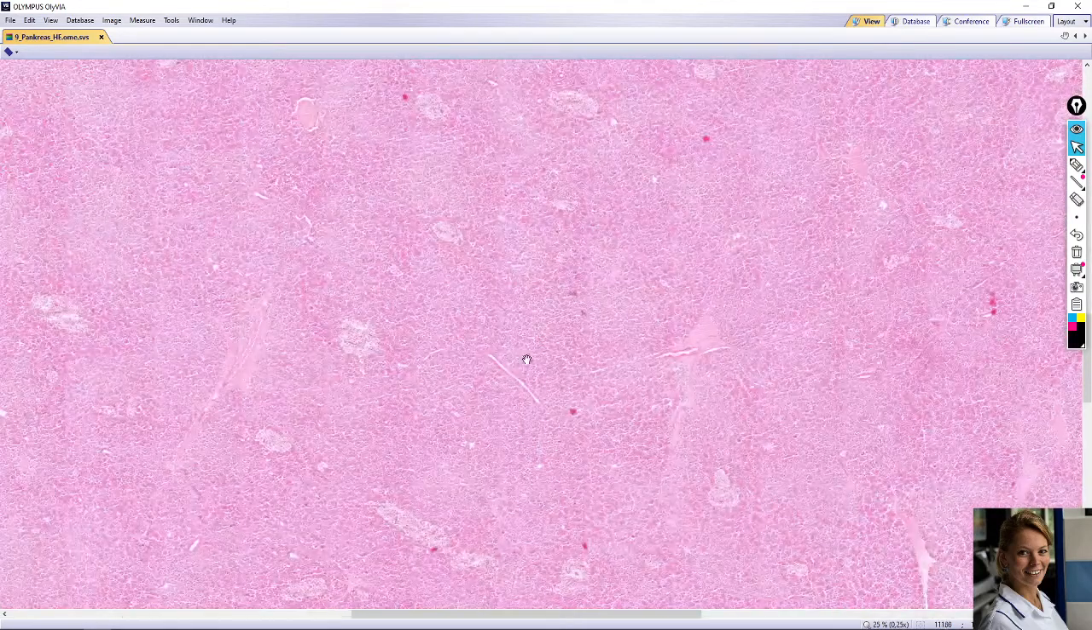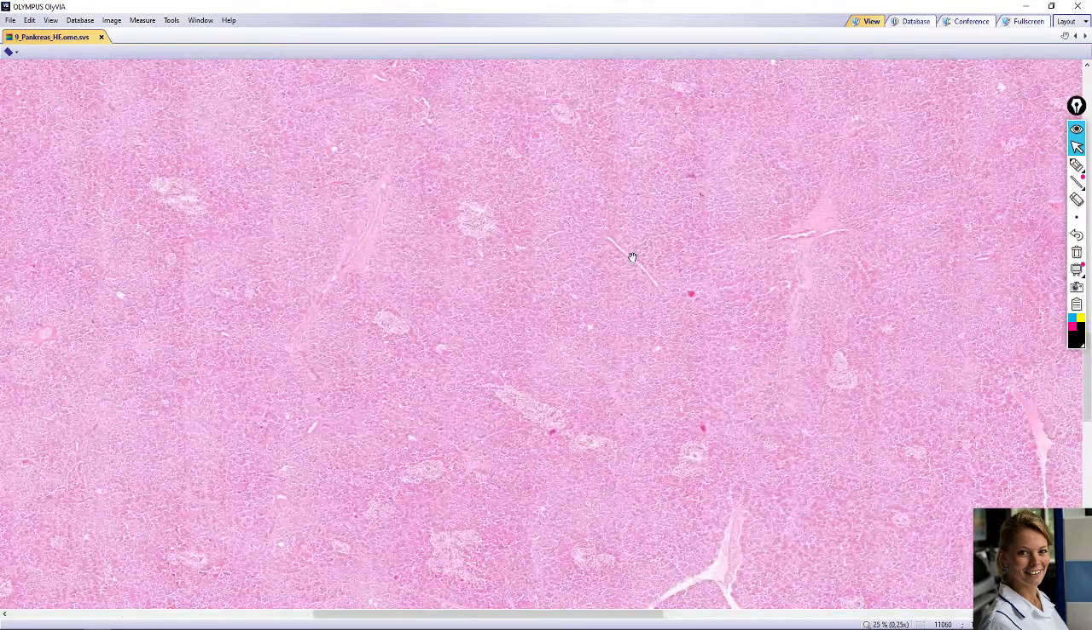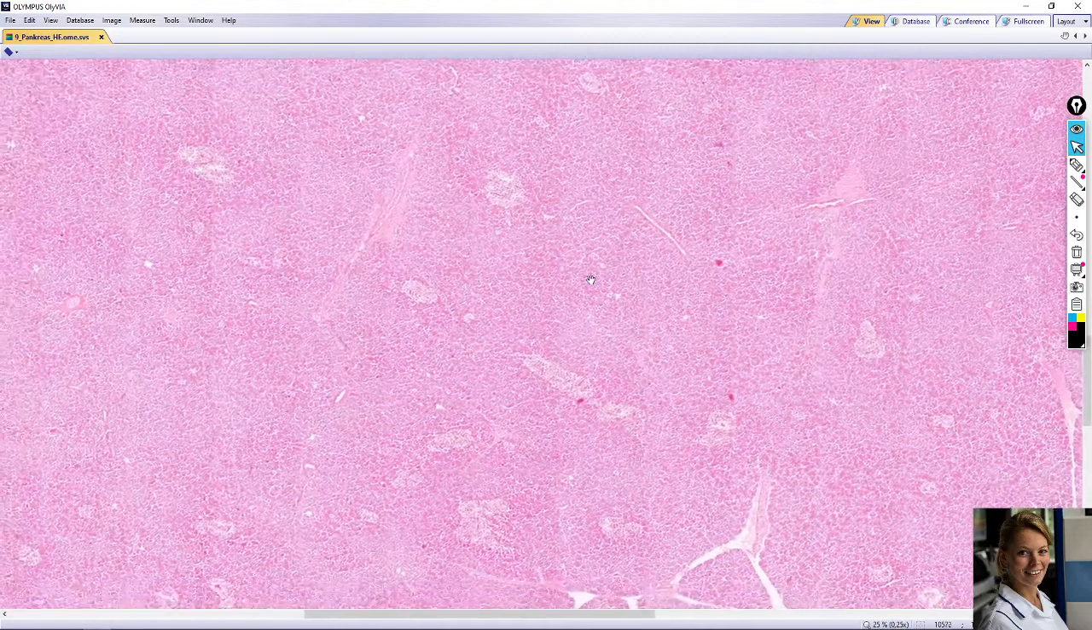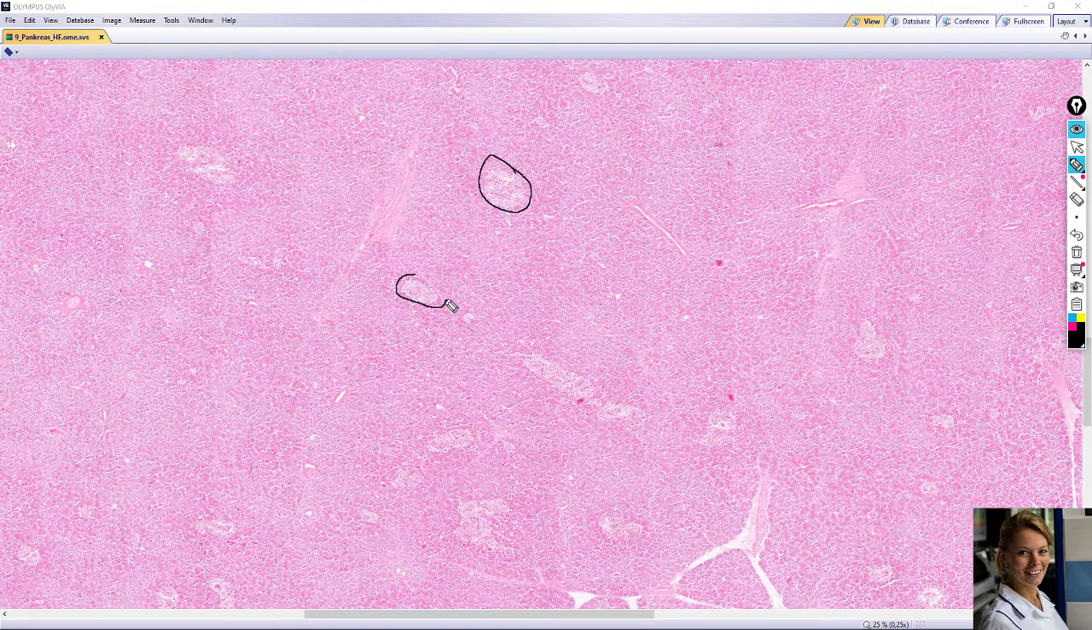Between the serous acini are the cells of pancreatic islets, also called islets of Langerhans. For example, here is a paler area, which is the endocrine compartment of the pancreas, also called islets of Langerhans.